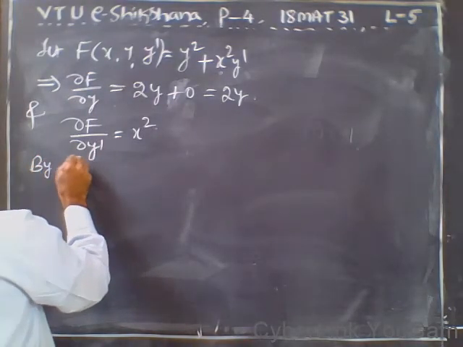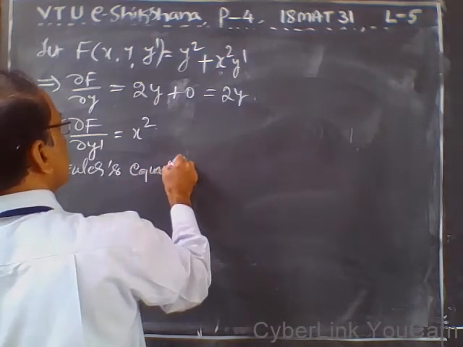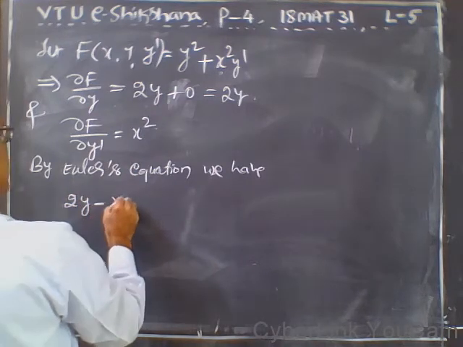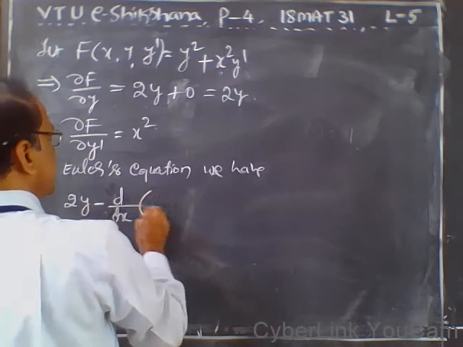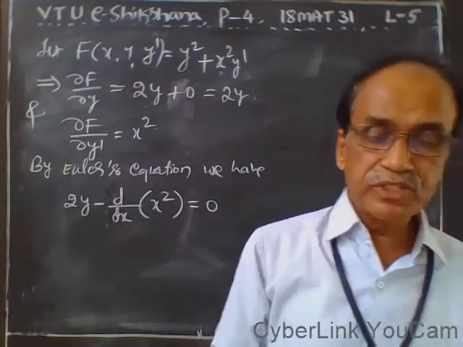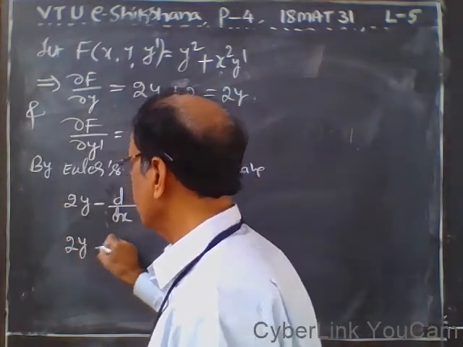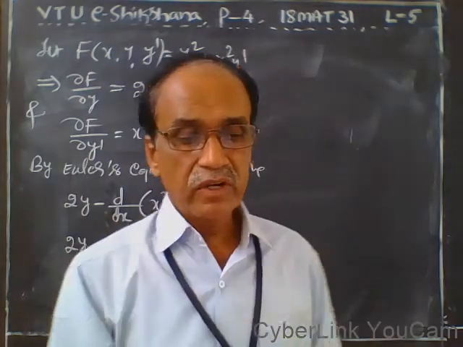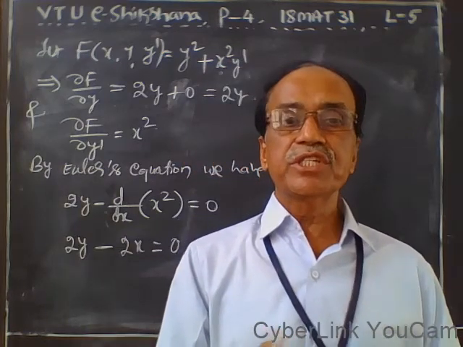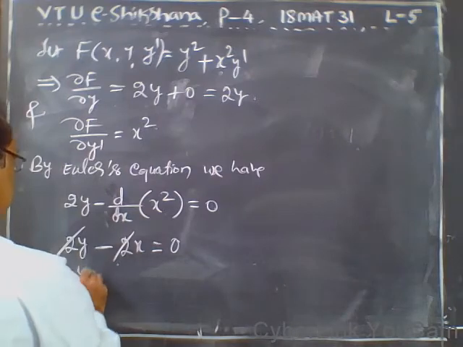Then, by Euler's equation, we have to substitute these two values. By Euler's equation, del f by del y, that is 2y, minus d by dx of x square, is equal to 0. After substituting these two, we solve this differential equation. Writing the derivative, the first term stays as it is, that is 2y minus 2x, equal to 0. We can cancel 2, and then this is y minus x equal to 0.